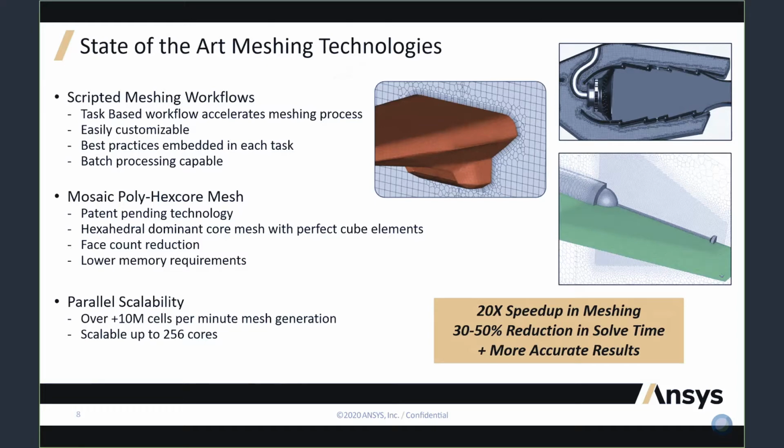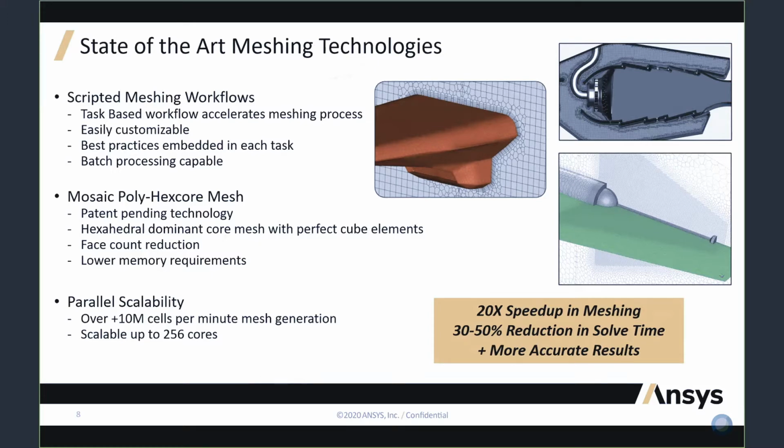Another technology that we'd like to showcase is the Mosaic polyhex core mesh. This is a patent-pending technology that uses a hexahedral-dominant core mesh using perfect cube elements. This allows you to reduce face count and lower the memory requirements while also significantly increasing the mesh quality. Another thing is parallel scalability. This Mosaic polyhex core mesh has been completely parallelized, so you can scale it up to 256 cores and generate up to 10 million cells per minute.